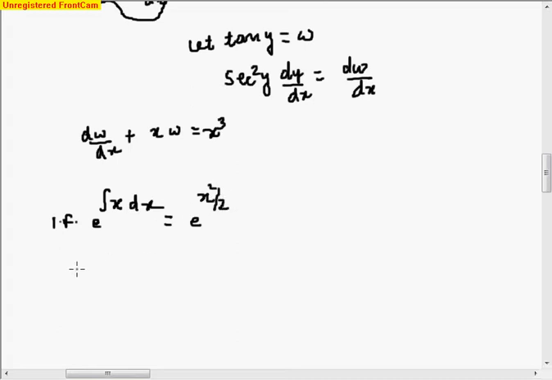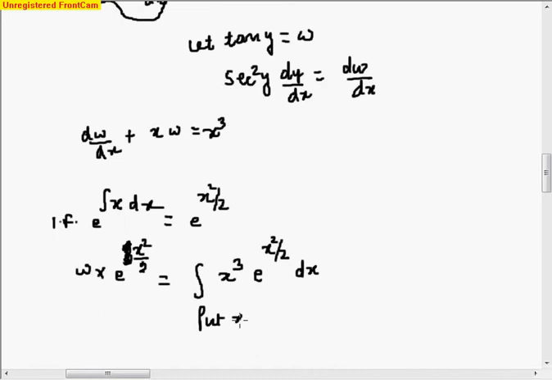So your solution is given by w times integrating factor, which is e raised to power x square by 2, is equal to the integral of q, which is x cube, into integrating factor, which is e raised to power x square by 2, dx, right? Now how to integrate this thing? You'll put x square by 2 equal to some z. It implies x dx is equal to dz.